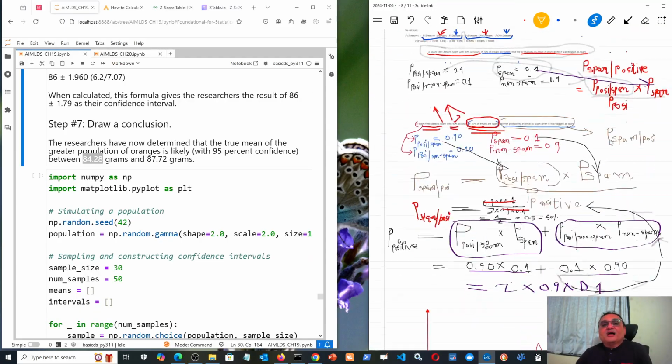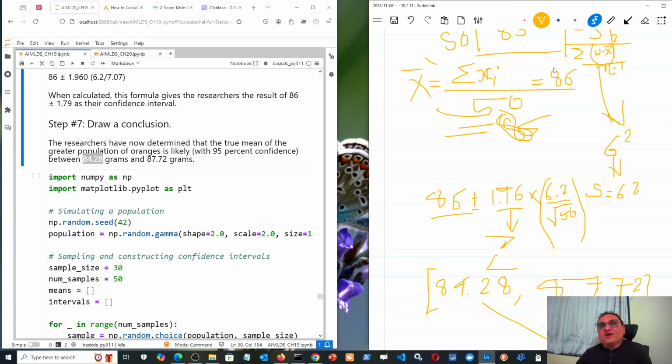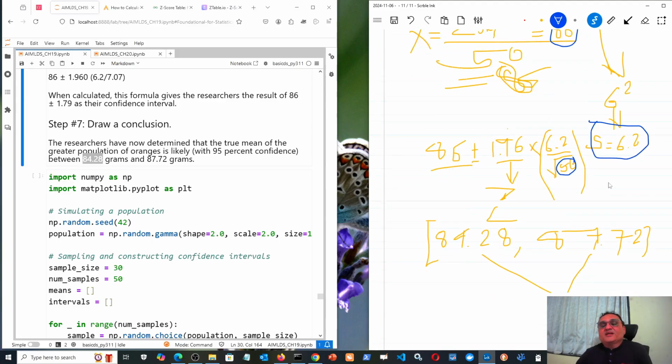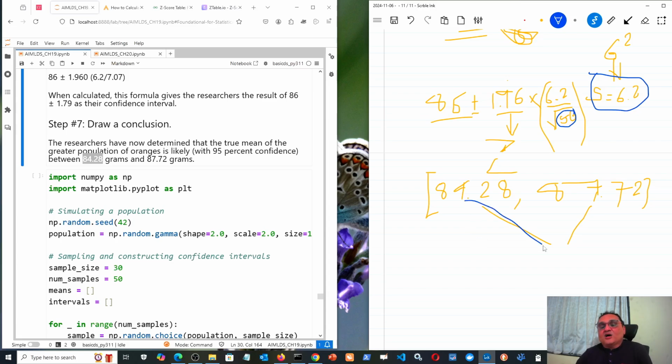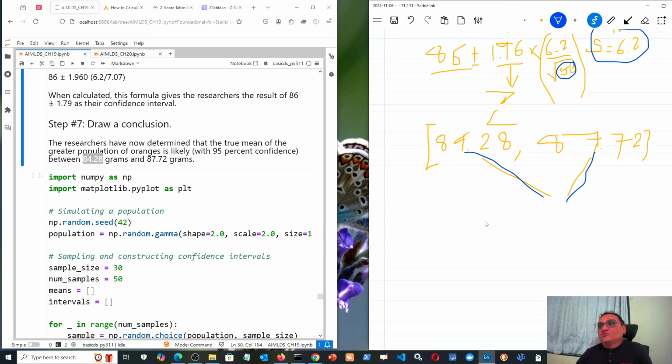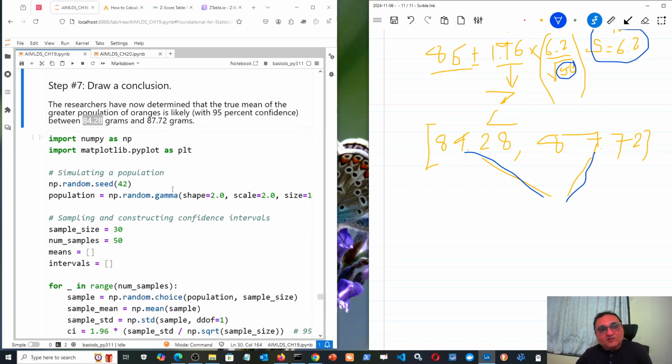And if I have decided this confidence interval, then I can be fairly sure that if the mean came out to be 86 and the standard deviation of the sample came out to be this much, then for a sample size of 50, I can be fairly sure that out of every 100 oranges, 95 oranges will be falling in this region. That is the meaning of the 95% confidence interval, right?